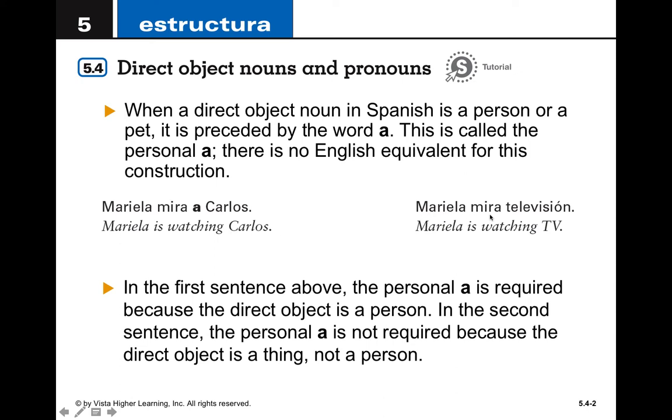Compare that to Mariela mira televisión. Notice that we don't use the a there, right? And that's closer to the English. And the reason we don't use the a is because it has to be a person or a pet. And that's just what this breaks down, what I just told you.